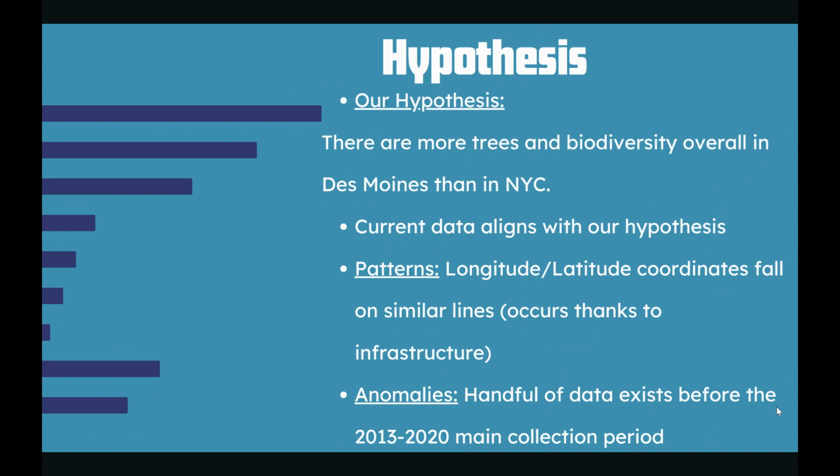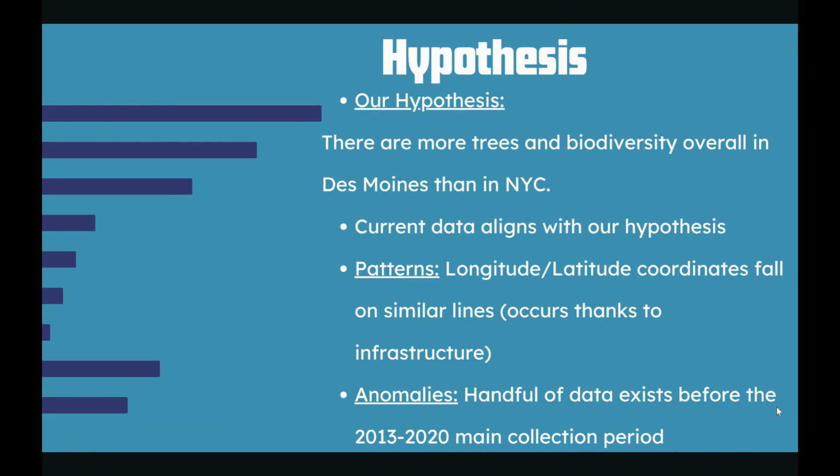And our hypothesis, we presumed that there are more trees and biodiversity overall in Des Moines than in New York City because while New York City is larger, more populous, has a higher overall area, they do not have better density because they have so many large concrete jungle-esque areas. So we assume with the information we're finding, we'll be able to categorize that data and find that Des Moines' density is better than New York City's. Current data of past sources does align with that hypothesis.